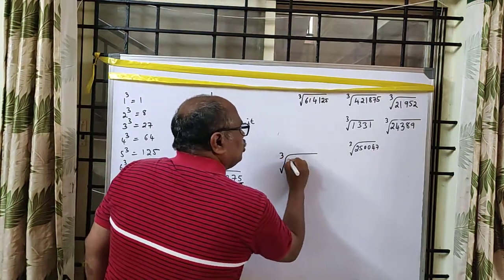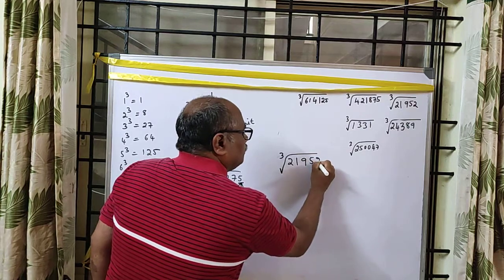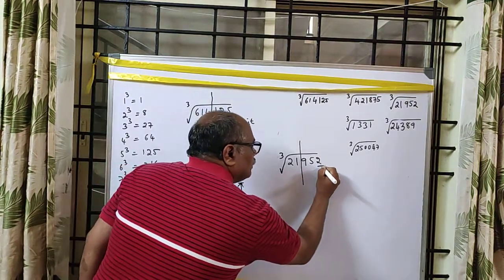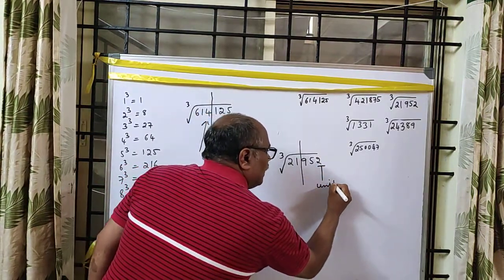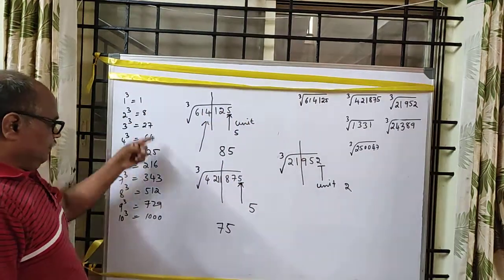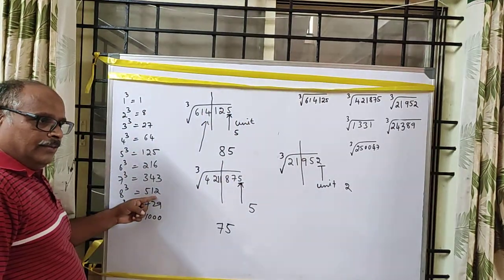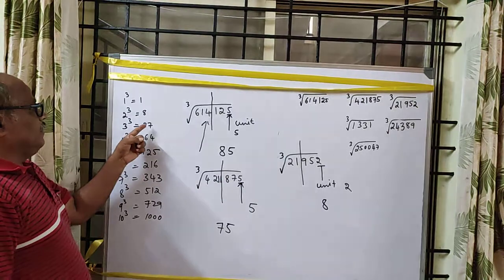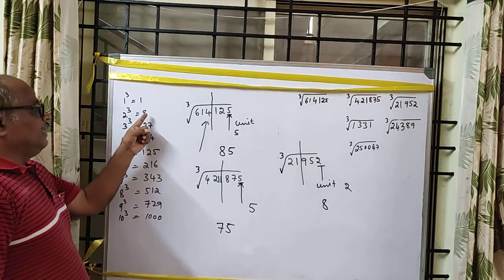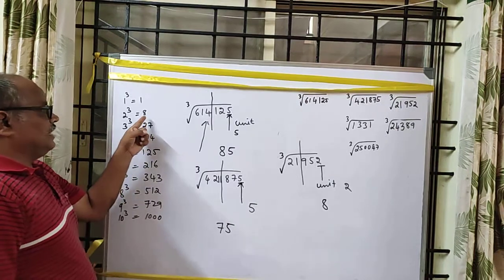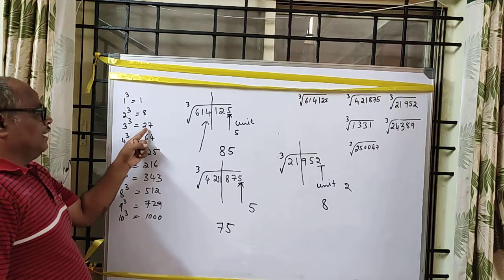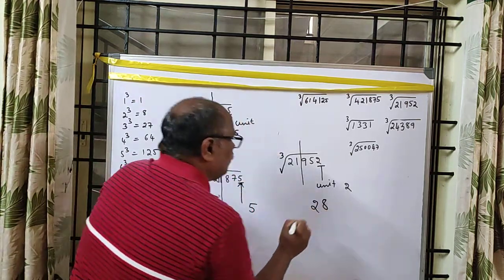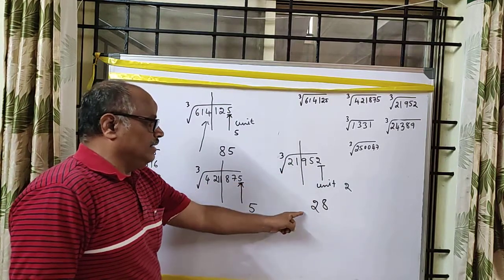Cube root of 21952. Grouping. In 952, the unit place is 2. Here is 2 in 512. In 512, the unit place is 8, so you have to write 8. So 21 lies between 8 and 27, in which 8 is the least. Its cube root is 2. Therefore, the cube root of 21952 is 28.